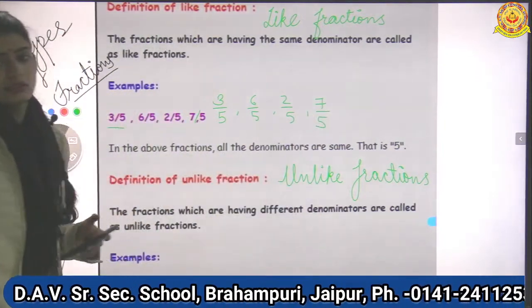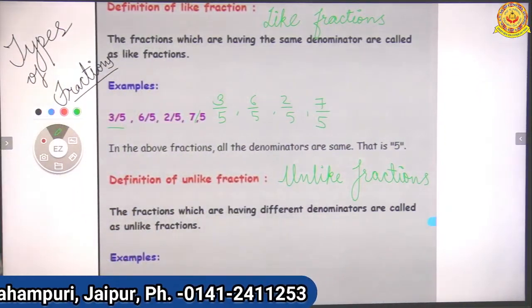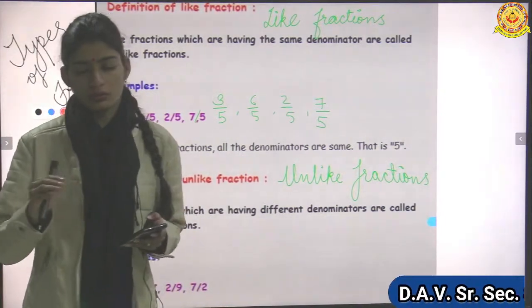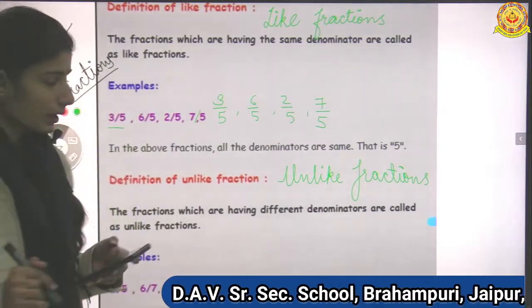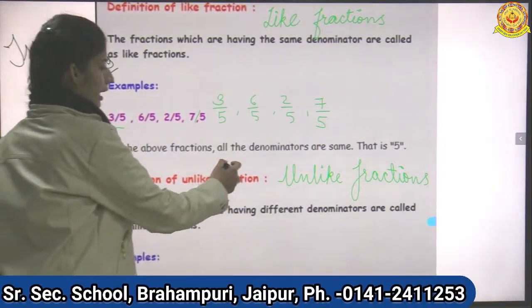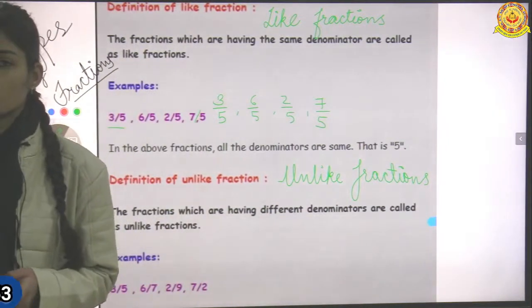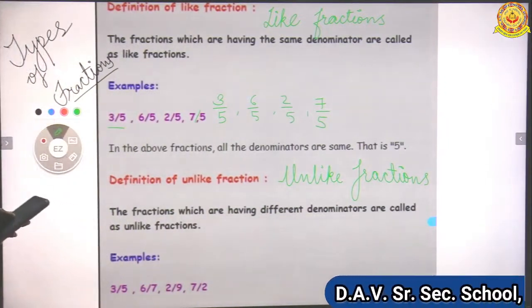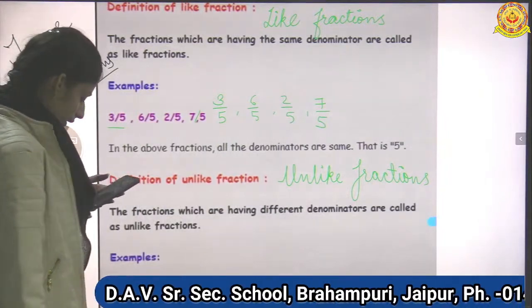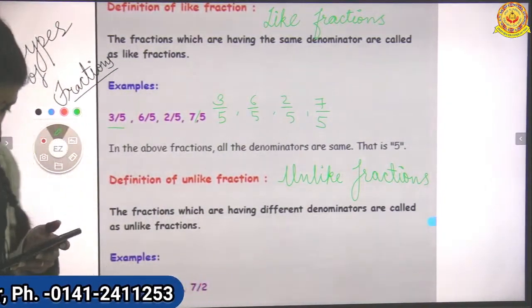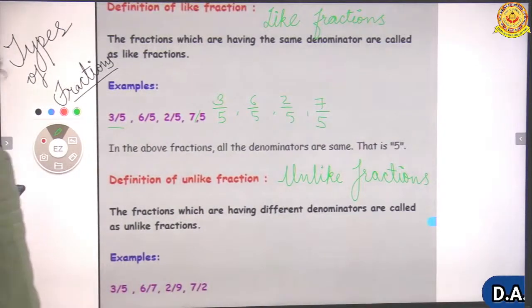In all these 4 fractions, I can see one similarity, that all these fractions have 5 as a denominator. That is the same, so these are said to be like fractions. Okay students, is it clear to you all? Is it clear to everyone? Are like fractions clear to all of you?